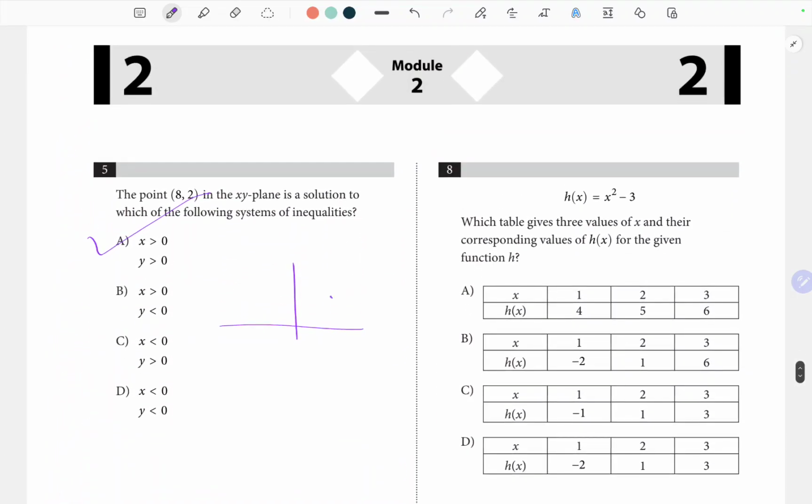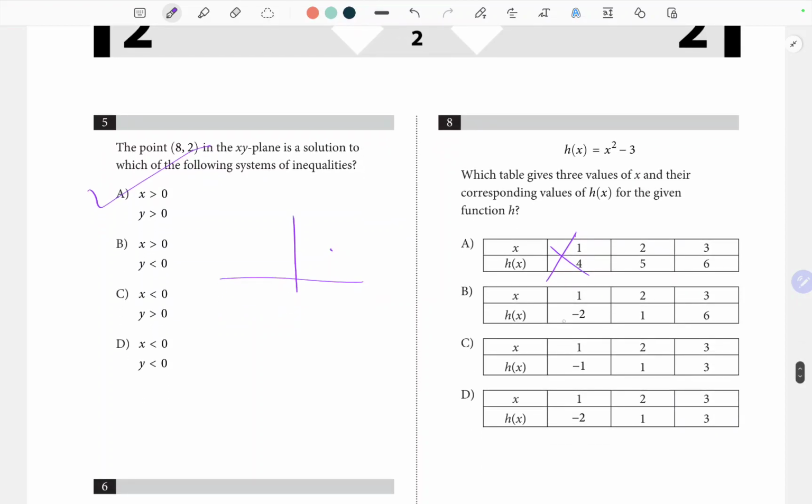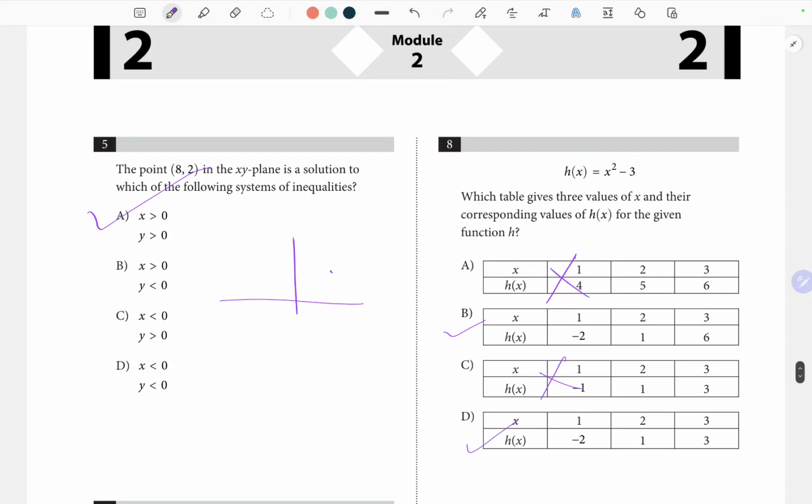Which table gives 3 values of x and their corresponding values of h of x for the given function h? When x is 1, 1 squared minus 3 is minus 2. So it's not possible, either this, it's also not possible, either this. So B and D, but only one of them is right. When x is 2, then 4 minus 3, it is 1. Both are right. When x is 3, 3 squared minus 3, 9 minus 3, which is 6. This is right, this is wrong. So finally I will go for B. So I will erase this.